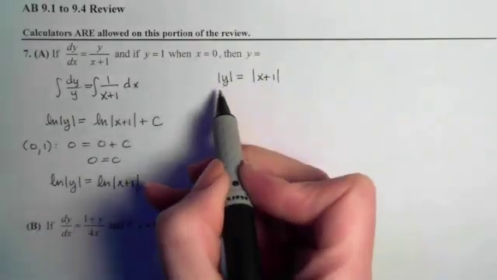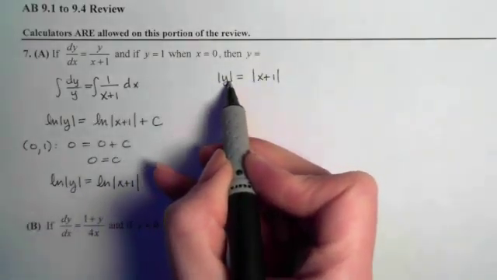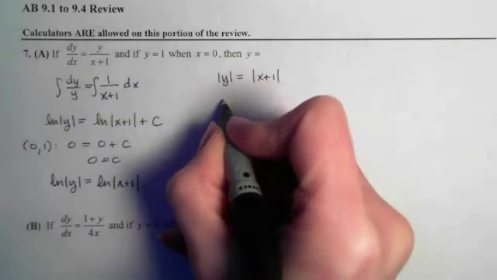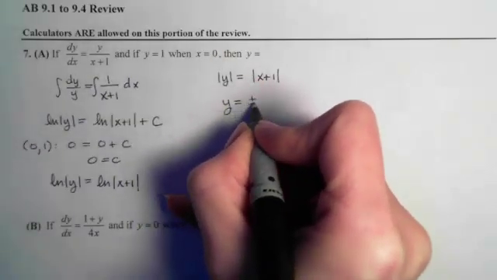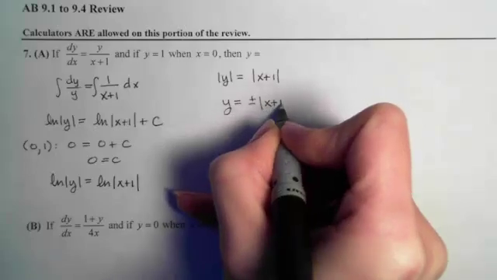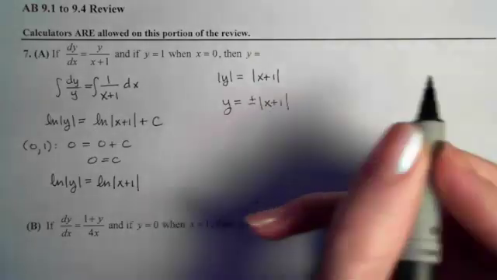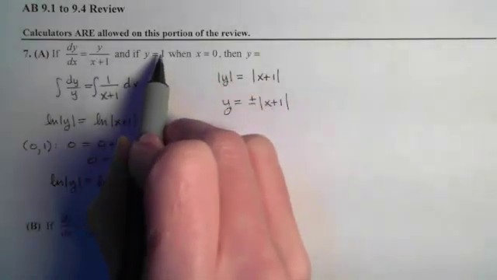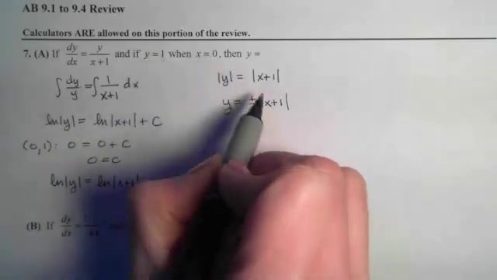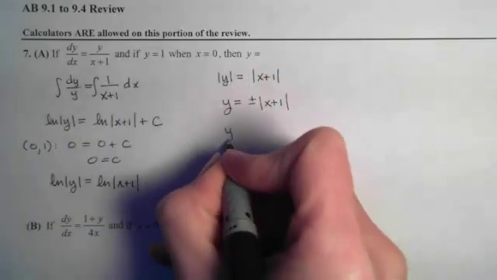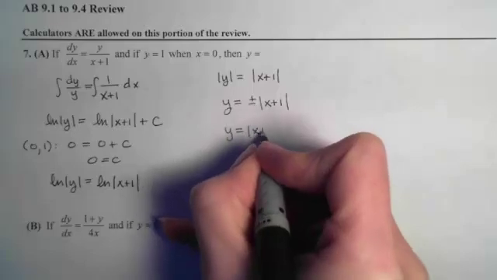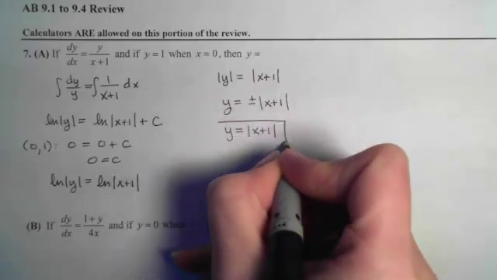The next thing I'll do is move this particular absolute value. I'm just trying to isolate the y. So when I do that, I get a plus or minus absolute value of x plus 1. If I go back to my point, I need to have a positive y come out when x is 0. So that means y is just going to be the positive absolute value. And we're done.